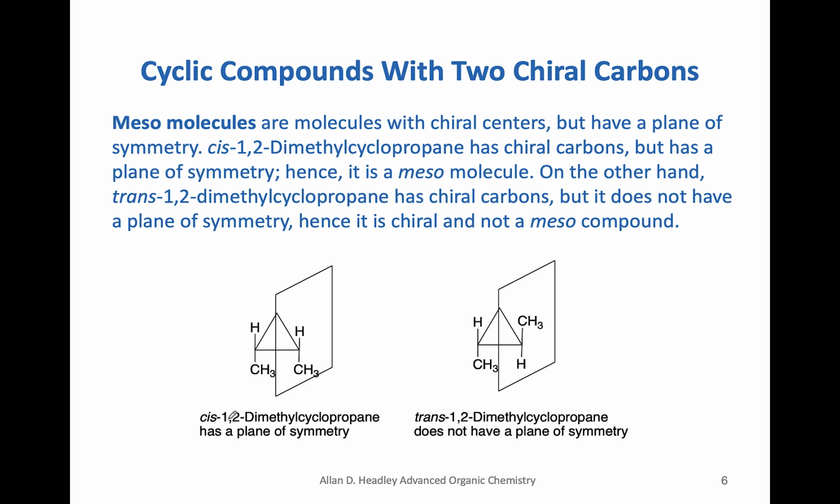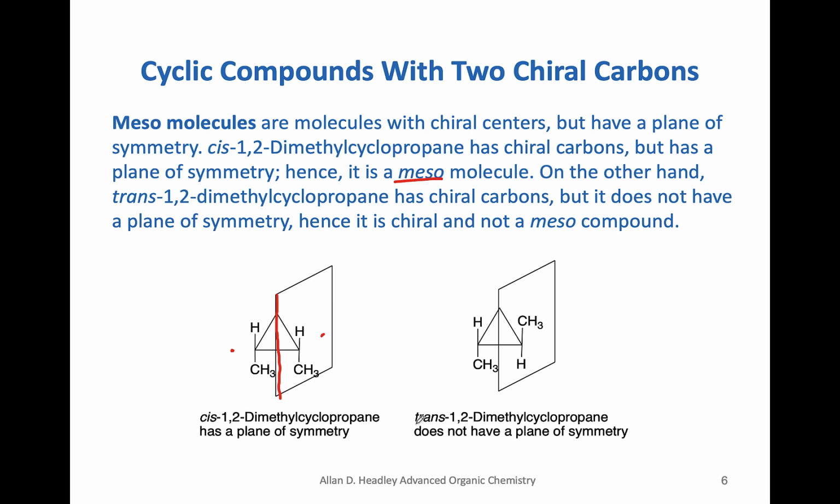Here is cis-1,2-dimethylcyclopropane. There's a plane of symmetry right through the center here. So just imagine a plane going right through that molecule. You can see that there's a reflection of one half on the other half. So therefore, this compound here has a plane of symmetry. Its mirror image will be the same as this molecule. So therefore, that's described as a meso compound.